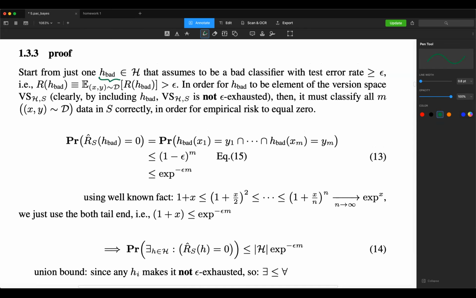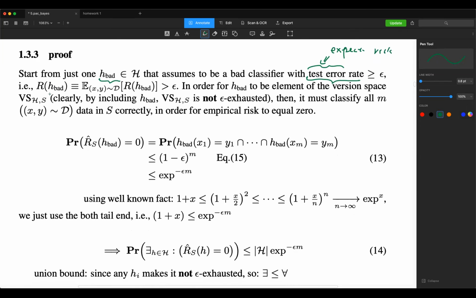Okay, cool. So let's imagine I've only got one single hypothesis, and let's call it h_bad. And I assume it to have a test error. When I say test error, I should actually just call it expected risk. So whenever you see me writing test error, it doesn't mean the ones you pick from the data set for your test error. It's actually all the data that's made, right? So you have an expected risk, which is greater than epsilon.